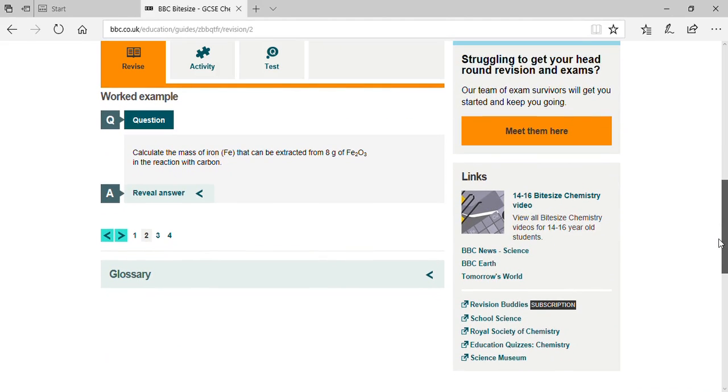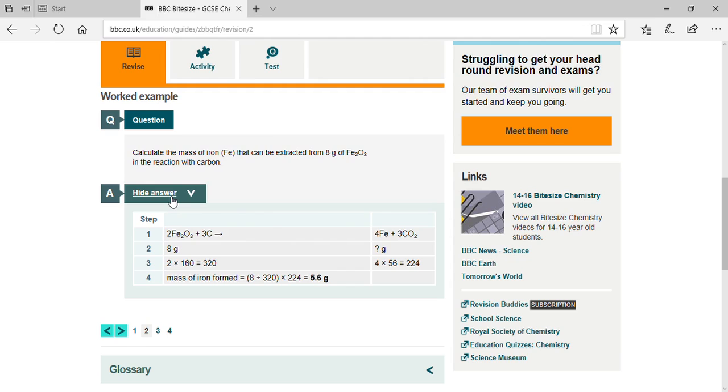I am explaining verbally because I explained this to you in your previous class. So here, calculate the mass of Fe that can be extracted from 8 gram of Fe2O3 in the reaction with carbon. First of all, you have to react Fe2O3 and C, okay? So iron oxide plus carbon gives iron and carbon dioxide. And then again, you have to apply the proportion method: when 8 gram of iron oxide was there, they are asking the amount of iron.